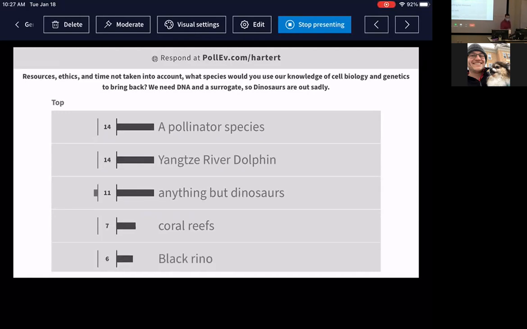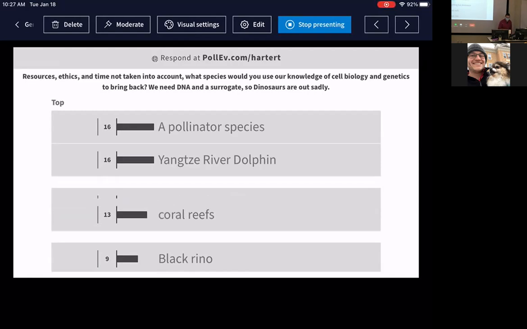Now the coral reef thing, I think that's possible. That one might be done. Go to Australia and see the coral reef before it goes away. That's my advice. I'm not 100% sure about anything but dinosaurs. I feel bad for dinosaurs. We'll actually see why we can't do dinosaurs.